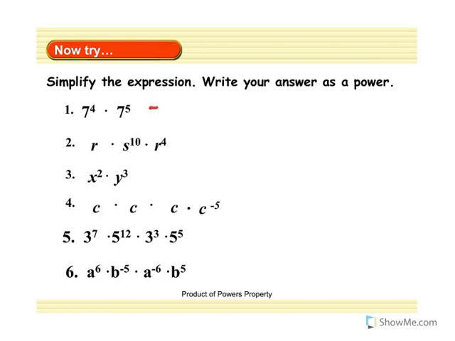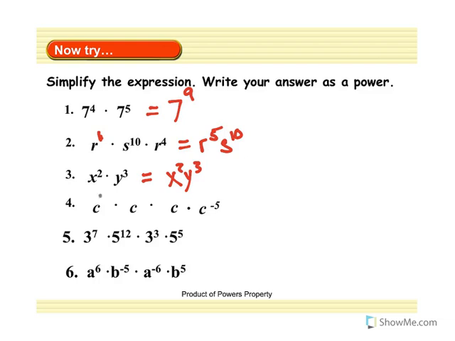So keep the base of 7, add my exponents. 4 plus 5 is 9. For this one, I've got r to the first times r to the fourth is r to the fifth. S to the 10th is going to stay as is. For the next one, I really can't do much with it. I mean, the only thing I can do is write it as one term without the multiplication dot.